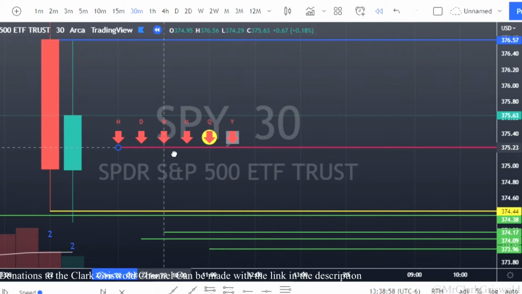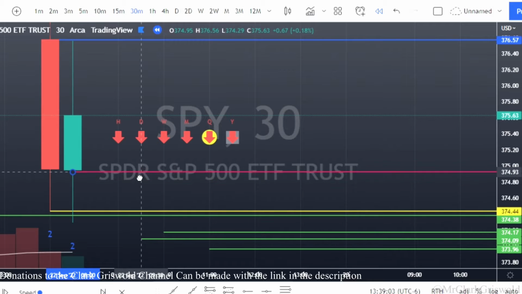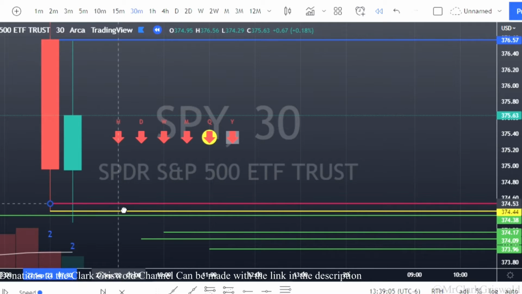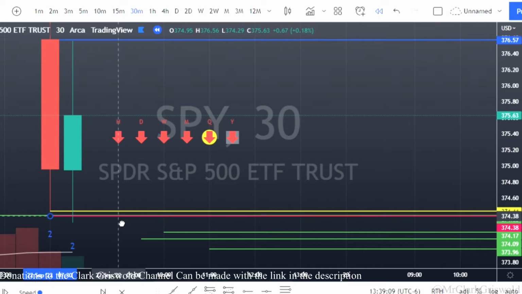But probability does not make a trade true. There is no meat on this setup, okay? There's a trigger and there's a target. 374.38. It's a 6-cent difference. We tagged it and then we broke right back up through.